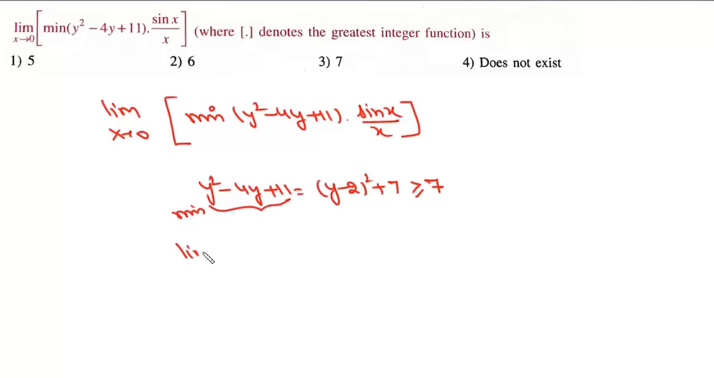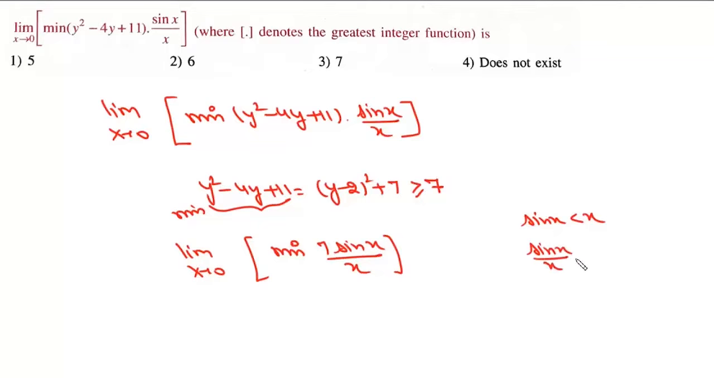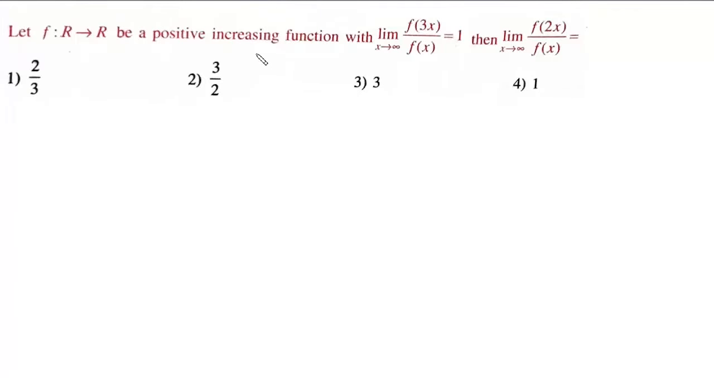So we need to find this limit x tends to 0, and then minimum value of 7 sine x upon x. Now we know that sine x is less than x, then sine x upon x is less than 1, or 7 sine x upon x is less than 7, and therefore its greatest integer function will be 6, and that's your option 2.